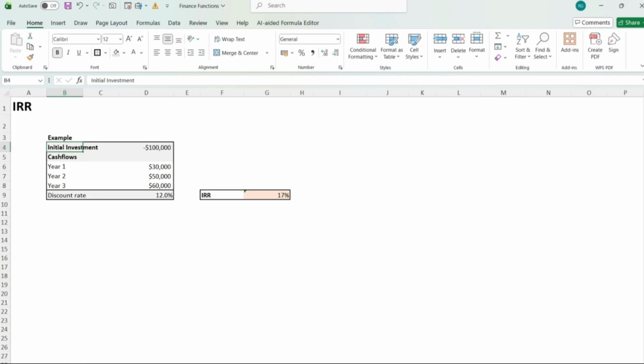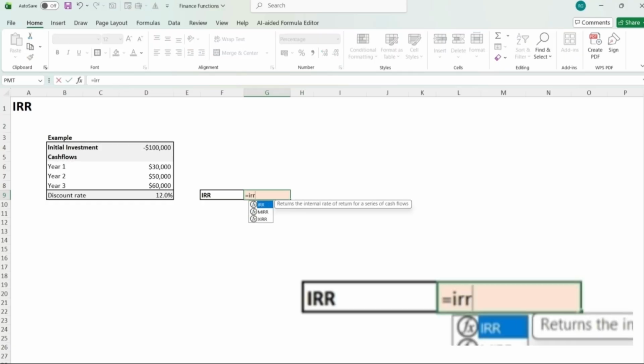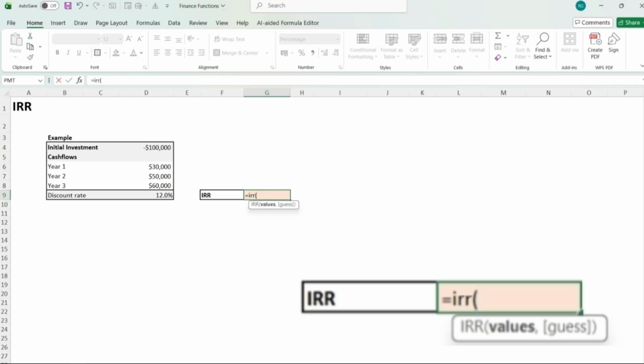So we have a similar example where we have the initial investment of $100,000 and then cash flows from year 1 to year 3. To use the IRR function, we'll type is equal to IRR bracket open. There are two inputs required. The first input is the values from a project, and the second input is a guess. So what is the guess for the IRR, which is optional.